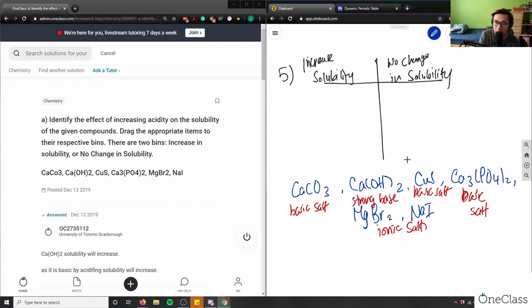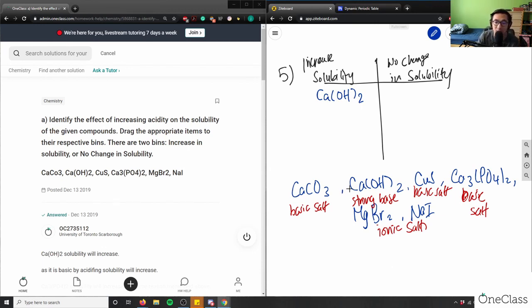So I'm going to say here, this here is Ca(OH)2. Same with the basic salts, right? So calcium carbonate, copper sulfide and sodium calcium phosphate here. The basic salts, if I acidify, if I increase the acidity, it will also increase the solubility, right?